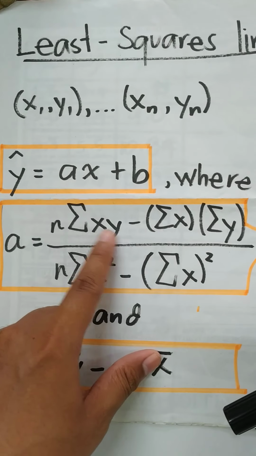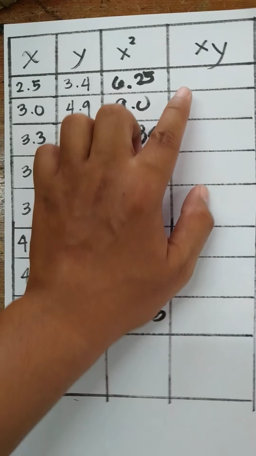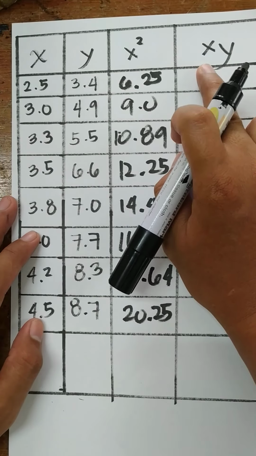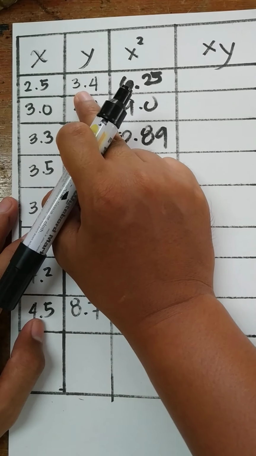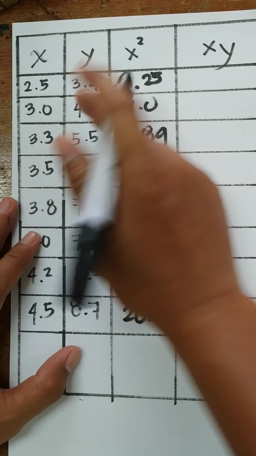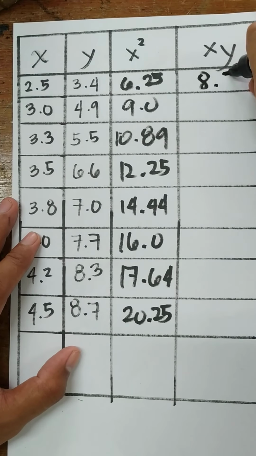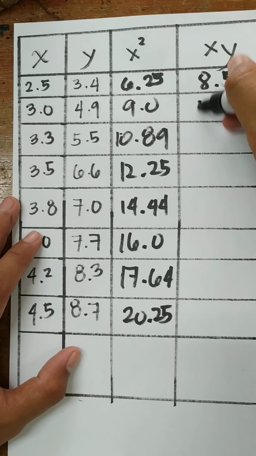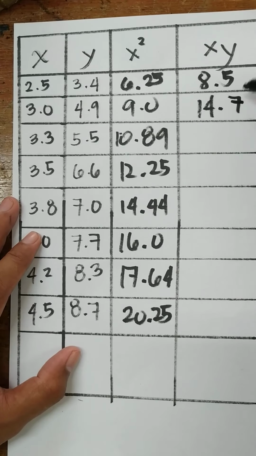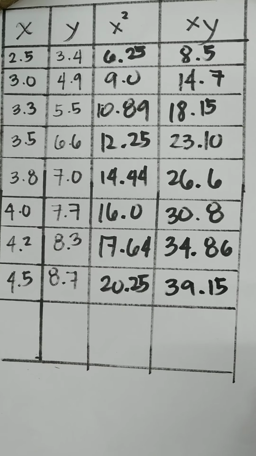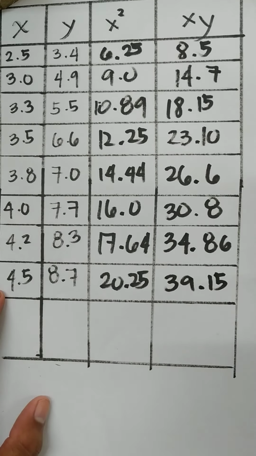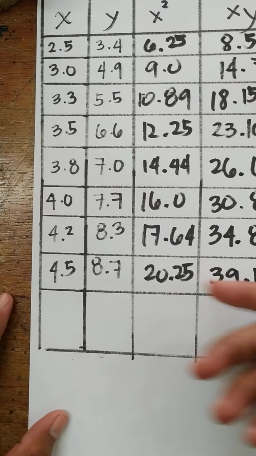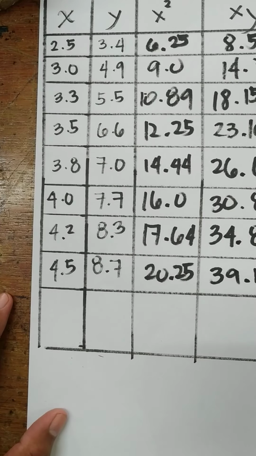Next, we have xy here, so we need to fill in our table with xy. That means we multiply our x and our y. So 2.5 times 3.4 gives us 8.5. 3.0 times 4.9 gives us 14.7. I actually did it for you, so we have our list of these columns.